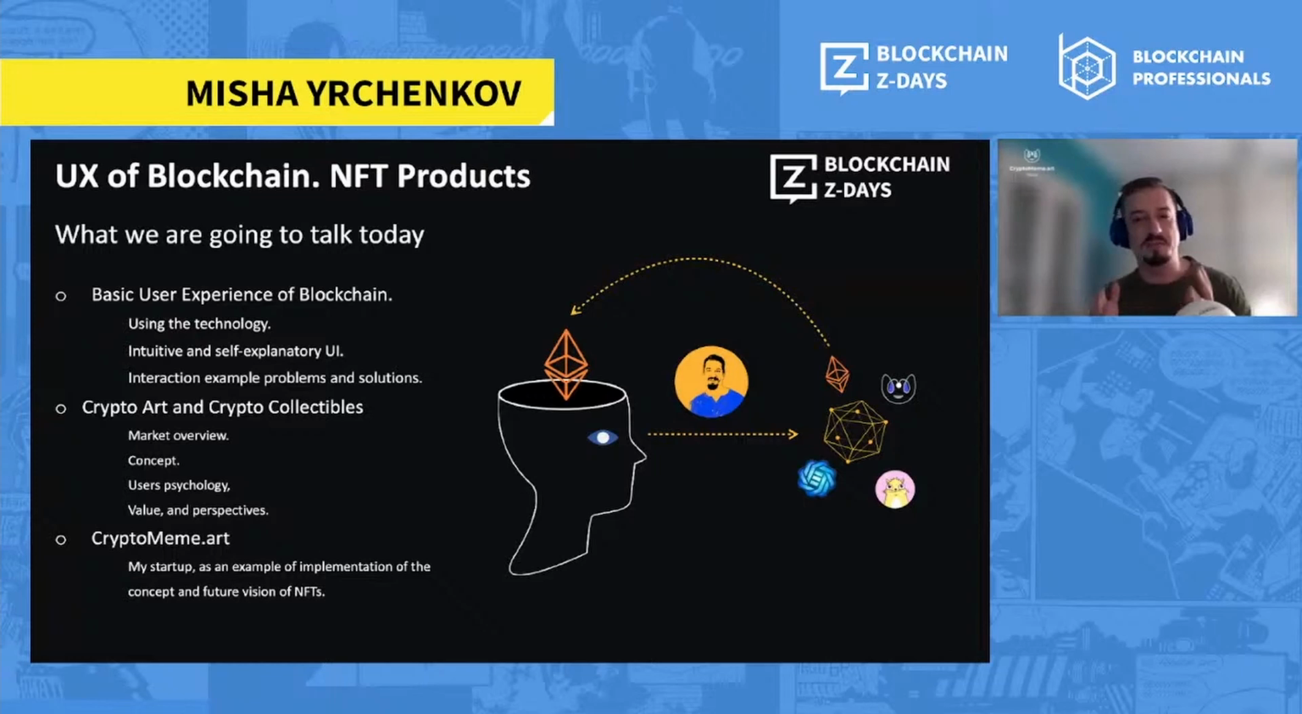What we are going to speak about today: three things. First, basic user experience of blockchain: using the technology, intuitive and self-explanatory user interfaces, interaction examples, problems, and solutions. The second thing is crypto art and crypto collectibles, which is a nice and trendy example of using blockchain: market overview, concepts, user psychology, value, and perspectives. And finally, the third thing is cryptomem.art, my startup, as an example of implementation of concepts and probably future vision of NFTs.